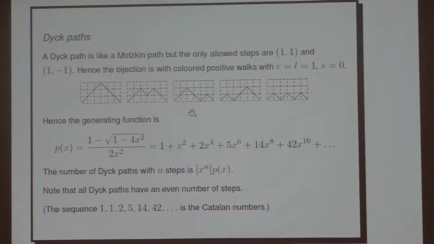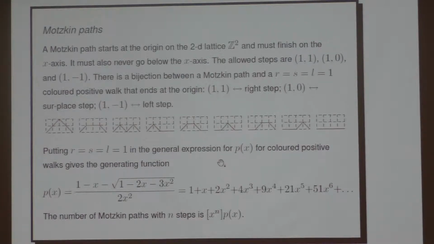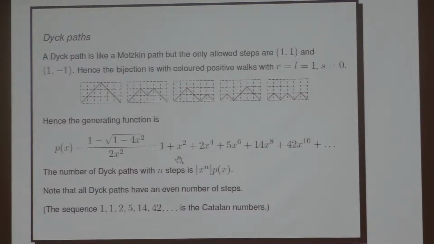And if you do the same thing, substitute these values into our general formula for p of x, put s equals 0, and L and R both equal to 1, you get 1 minus the square root of 1 minus 4x, all over 2x. Which generates this sequence here. These numbers, 1, 1, 2, 5, 14, 42, are well known to people in combinatorics as the Catalan numbers, which probably have even more applications than the Fibonacci numbers.